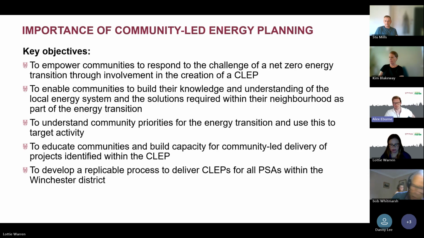Timescales wise for that, as Lottie has mentioned, we'll be aiming to wrap up the project in December. So we'll be doing a project report and any decisions for adoption on the back of that in the final quarter of this year. So that'll be leading up to the end of winter, start of spring next year. Sure. Thank you, Alex. That's great. Thank you. No worries.